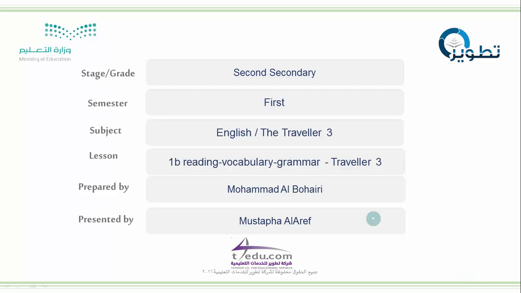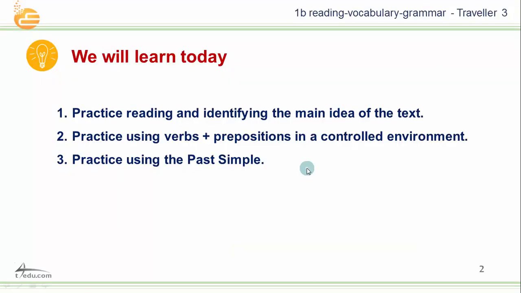And as you can see, today we have reading, vocabulary, and grammar. We will learn today, as you can see, we have three objectives. One, practice reading and identifying the main idea of the text. Two, practice using verbs plus prepositions in a controlled environment. And number three, practice using the past simple.